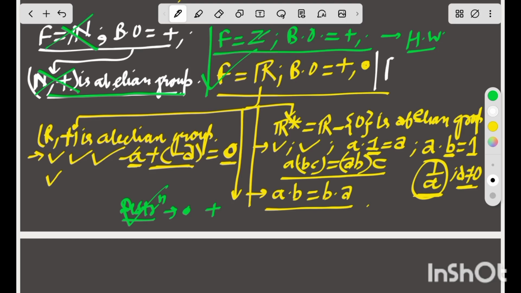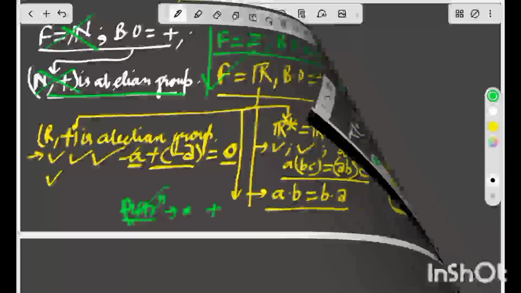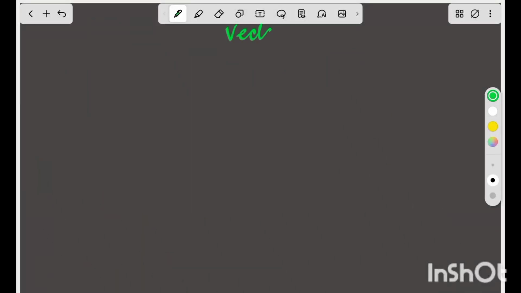Now you have to check yourself whether the set of complex numbers with respect to ordinary addition and multiplication forms the field or not. Now we start our main concept, vector space.